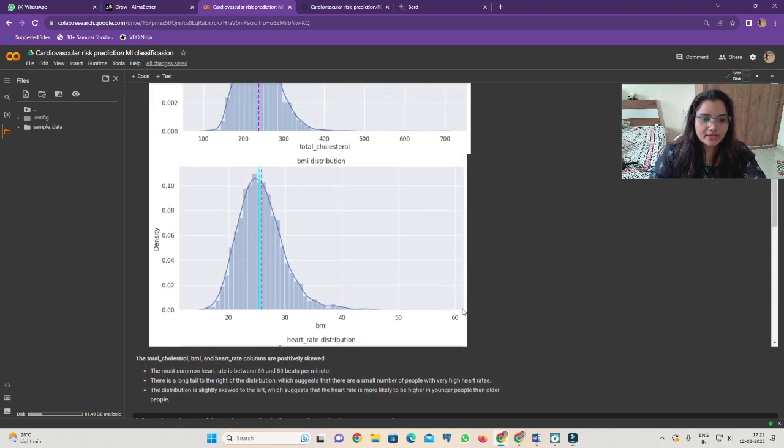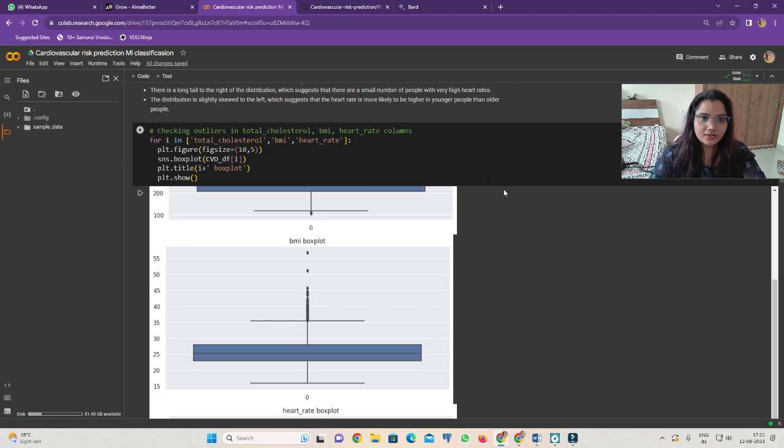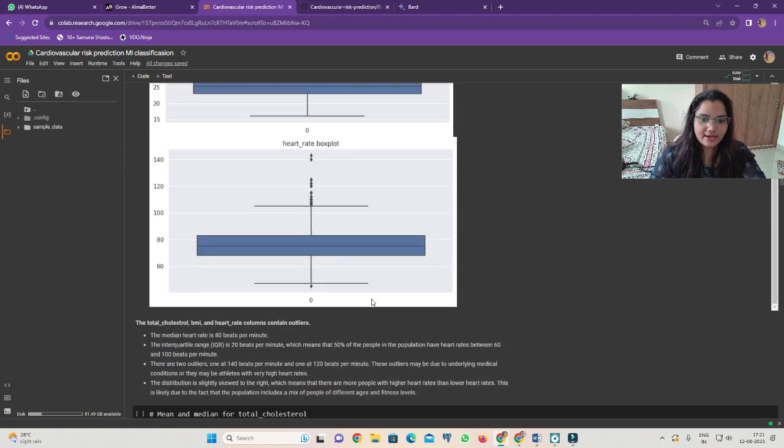There is a long tail to the right of the distribution, which suggests that there are a small number of people with very high rates. The distribution is slightly skewed to the left, which suggests that the heart rate is more likely to be higher in younger people than in older people. Then we check the outliers in that.